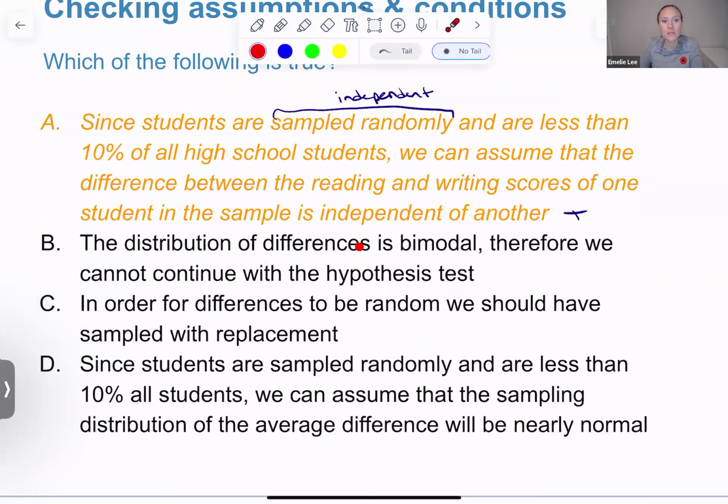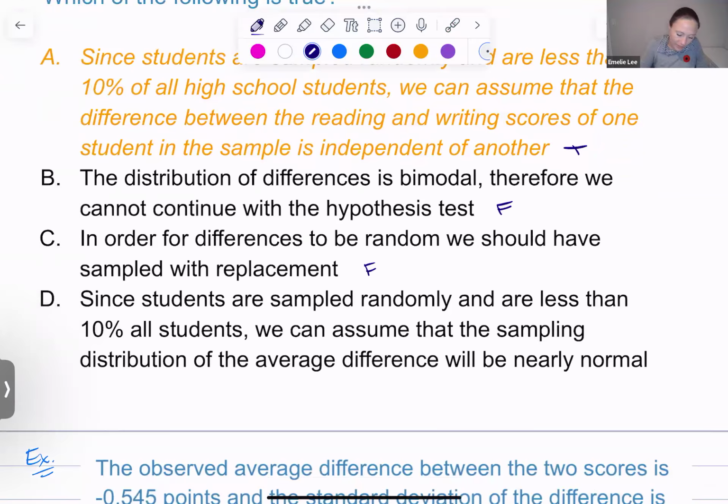The distribution of differences is bimodal. Well, we saw from the histogram, remember the histogram looked approximately normal, right? If it was bimodal, then technically you should proceed with caution. And so I'm going to say this one's false. In order for differences to be random, we should have sampled with replacement. That's not true. I want to talk about why this last one is not true.